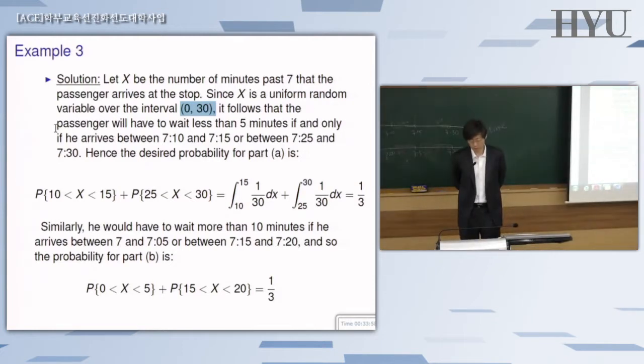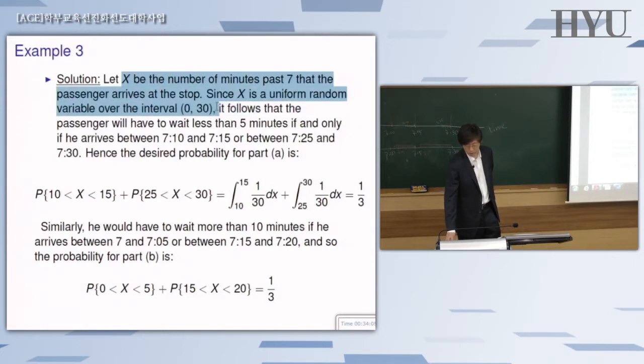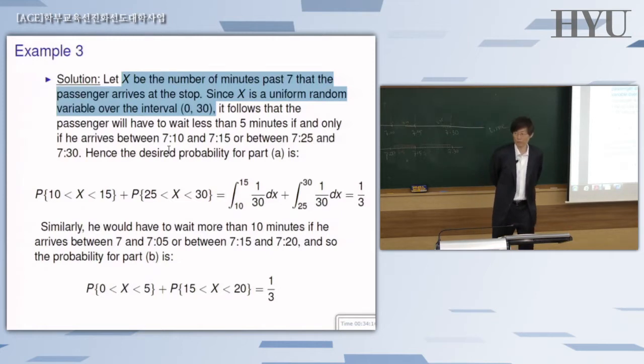The key in this case is setting up this x to be the number of minutes past the 7, and then you relate that to this uniform distribution between 0 and 30. Then you're halfway through, basically. The rest of them are simply computing the numbers.